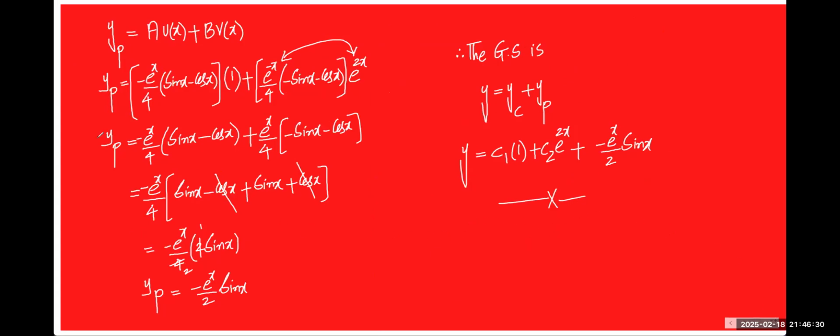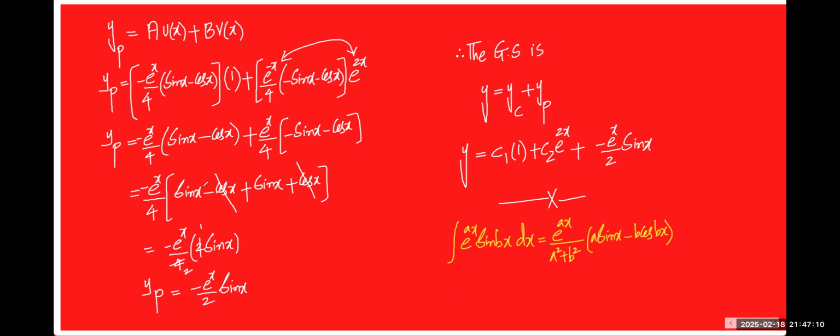This is the formula. Integration of e power ax sin bx dx is equal to e power ax by a square plus b square into a sin bx minus b cos bx. And of course, there is a constant.